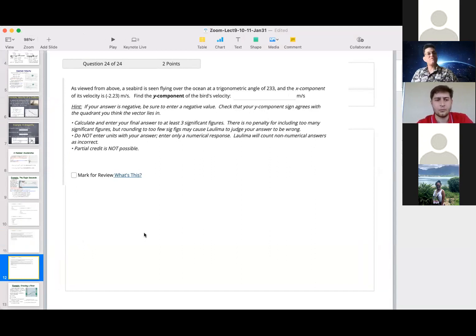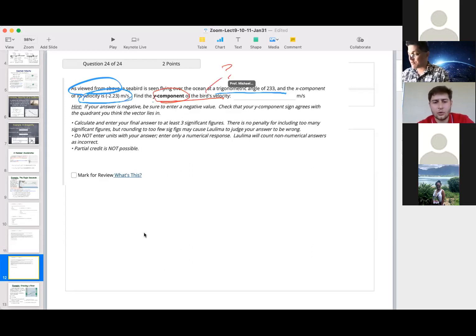All right, everyone. So same thing. Initially, read the problem, try and visualize what's happening. So there's a seabird flying over the ocean, and we're viewing it from high above, okay? So sort of a bird's eye view from even further above the bird, looking down on the bird below. The bird is flying at a trig direction of 233 degrees. Okay, so not a compass bearing here. That's a trig direction. And the x component of the bird's velocity is negative 2.23 meters per second. And you're asked to find the y component of the bird's velocity.